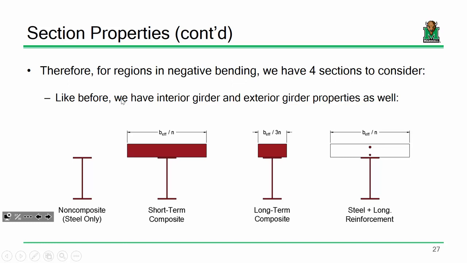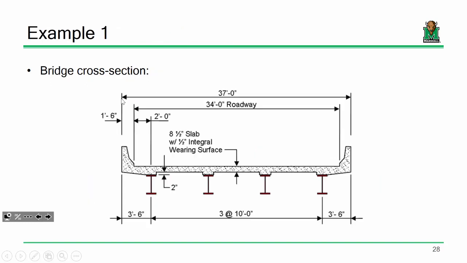So when we're looking at negative bending regions, we have some additional sections to consider. Again, this is just the stuff we want to get out of the way now so that when we start really talking about the loads, really getting into that stuff, we'll be able to speak the same language. All right. Sound good? Any questions?